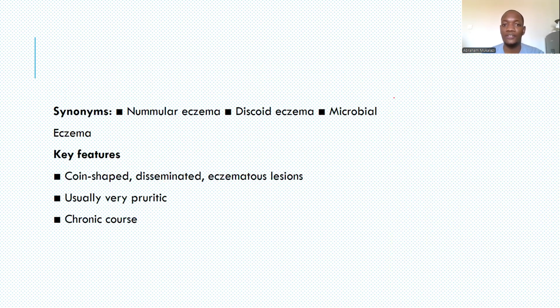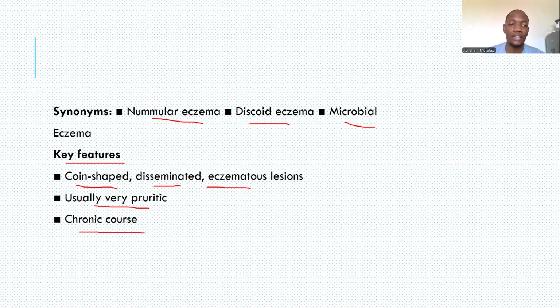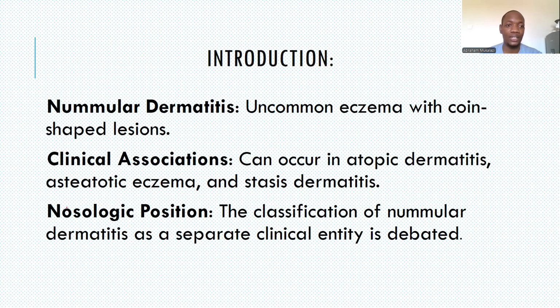And it has different names depending on the literature you're reading. Some literature calls it nummular eczema, some calls it discoid eczema, and in other literature, they call it microbial eczema. So the key features that we usually look for if you are to make a diagnosis of nummular eczema include the copper coin-shaped or disseminated eczematous lesions, which are usually very, very pruritic, and oftentimes have a chronic course. They are very hard and recalcitrant to treatment. That is actually one of their key features.